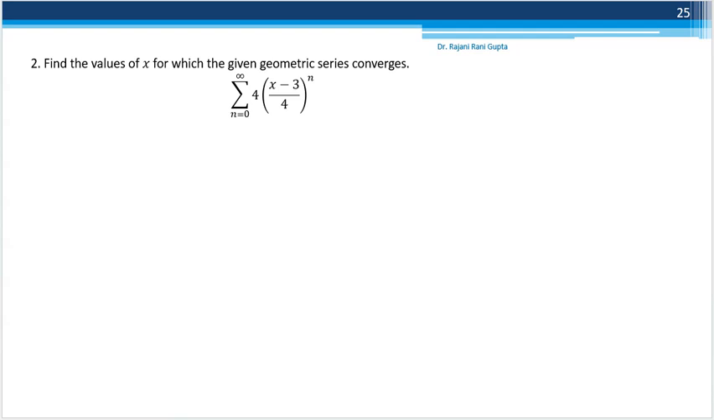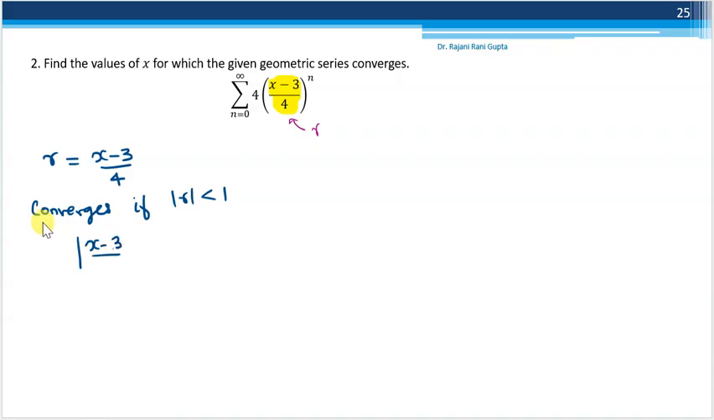Again, it is a geometric series with the common ratio r as (x minus 3) over 4. So again, your common ratio r is (x minus 3) over 4. So we know that it converges if the absolute value of r is less than 1. That is, the absolute value of (x minus 3) over 4 is less than 1. So this gives you the absolute value of x minus 3 less than 4.